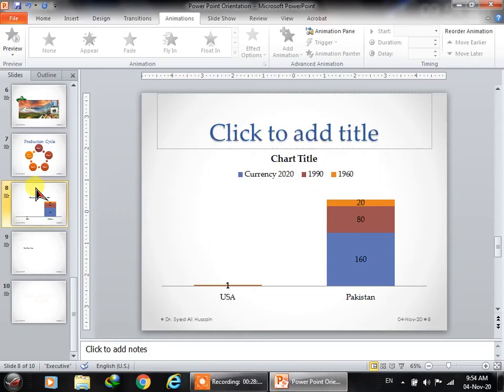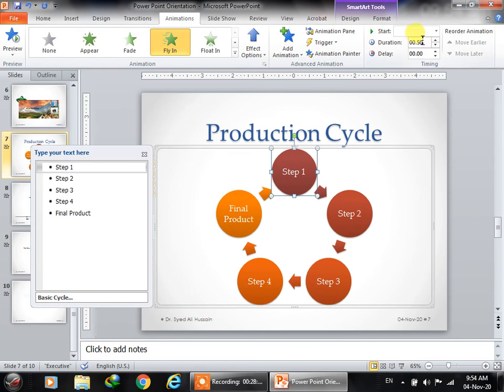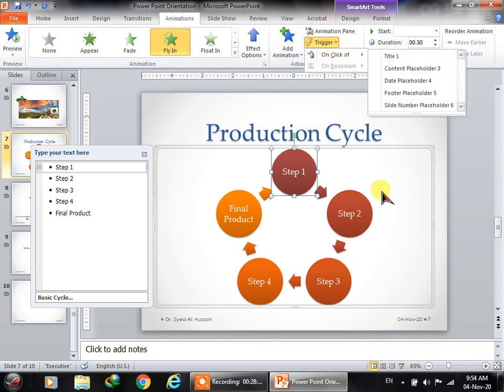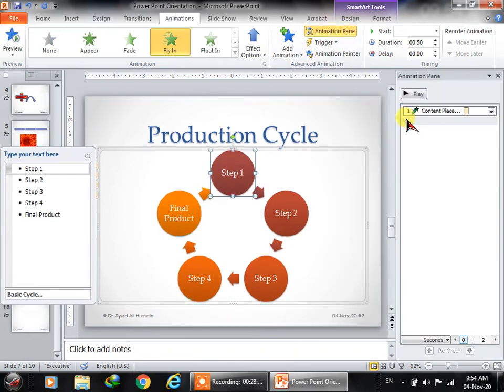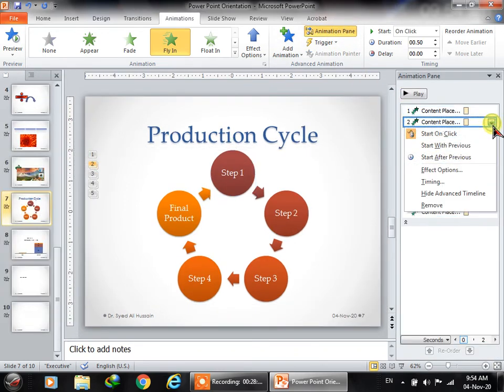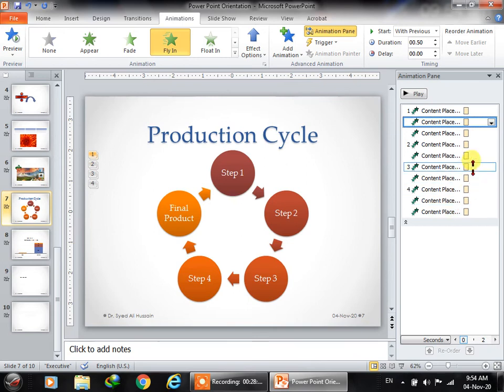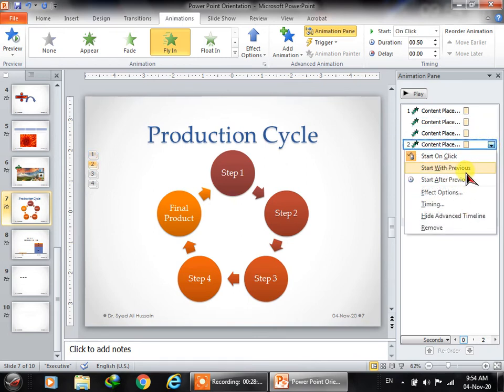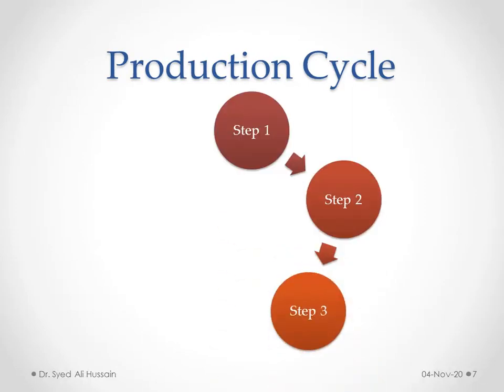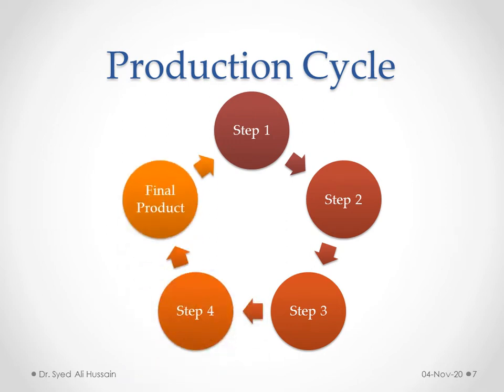Okay, so over here it will ask you how to start, duration and delay, and what to trigger on click or with the previous. You click on the animation pane and you will see, if I want to say start with previous, over here I'll call it as start with previous. Now feel the difference. So 3 steps they are coming with 1 click. 4th is separate and even 5th is separate also.